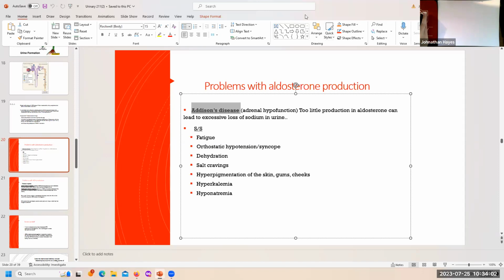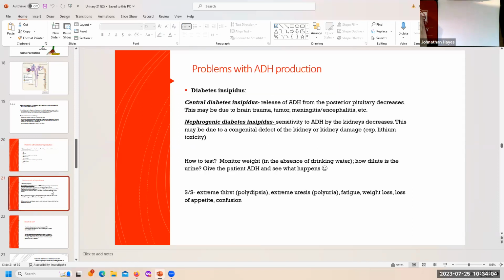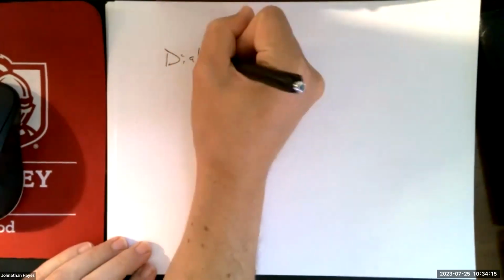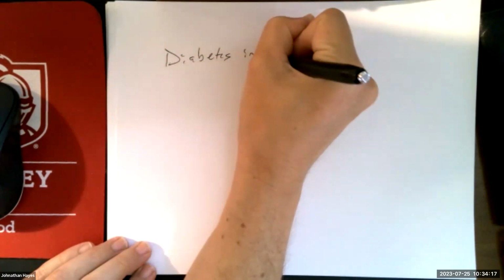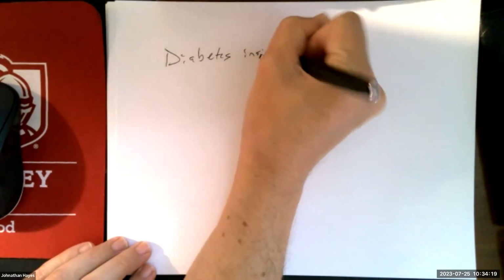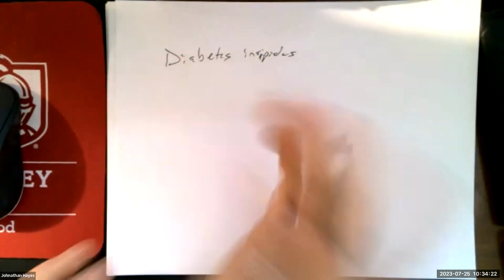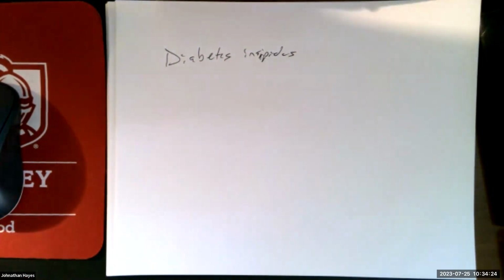The next one we're going to talk about, I think you can find on the very next page, diabetes insipidus. So diabetes insipidus basically just means really bad diabetes, right? It's a bad type of diabetes.